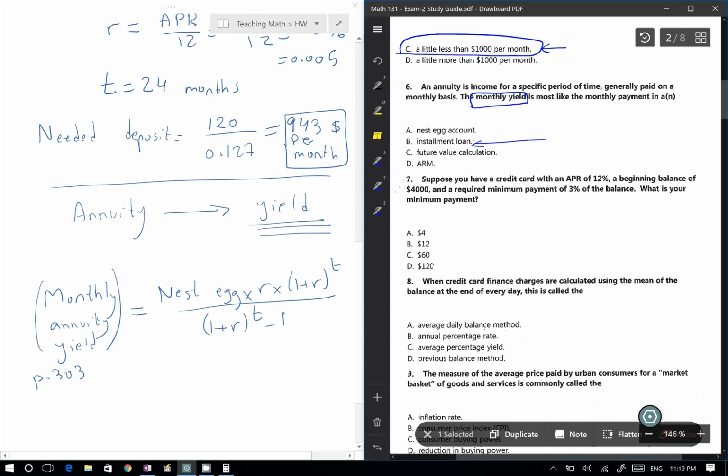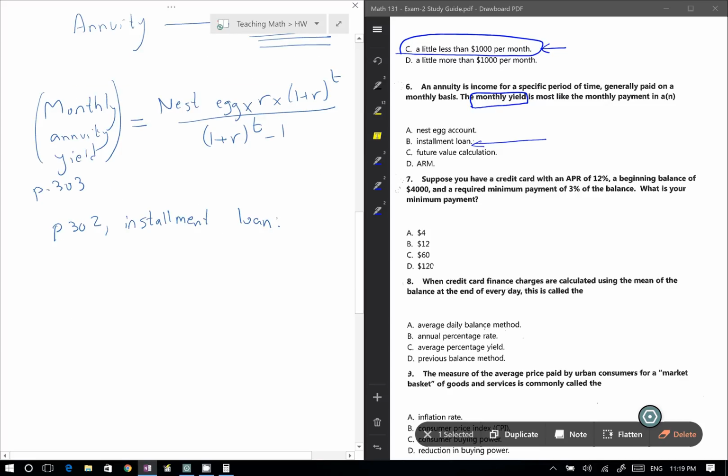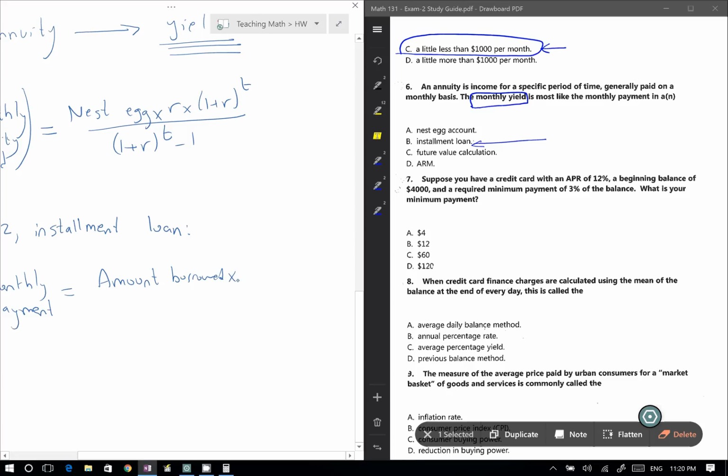And why? Because if you look at the installment loan formula, again, look at page 302. Installment loan formula. That's the same formula that you guys have seen many times. Monthly payment is equal to the amount borrowed multiplied by r, same exact thing, raised to the power t, divided by 1 plus r raised to the power t minus 1.